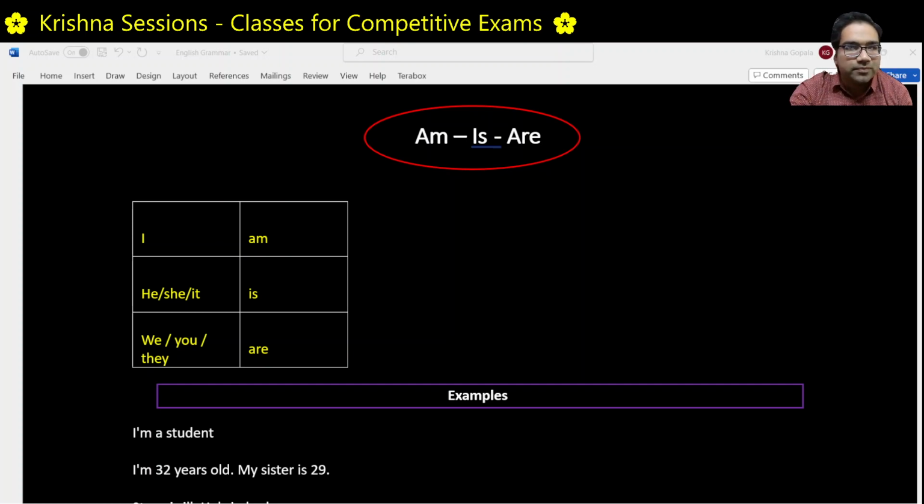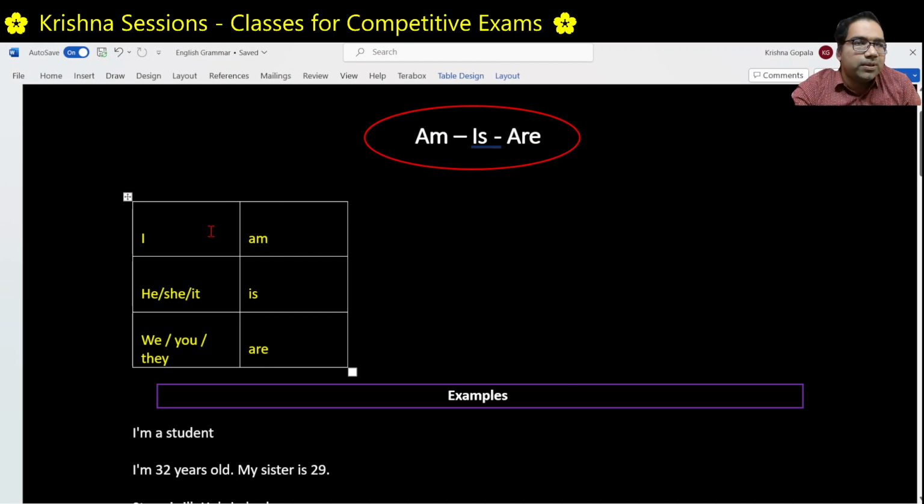Good morning, friends. Today we'll learn some basics of English grammar. We'll learn when to use am, is, are. These three words, am, is, and are, and when to use them. It is very easy.